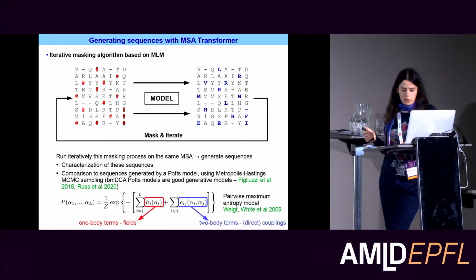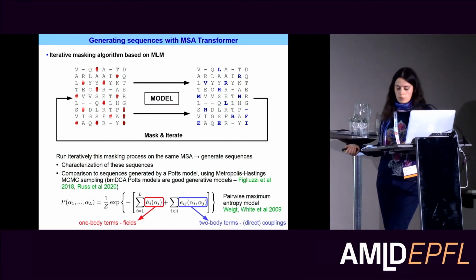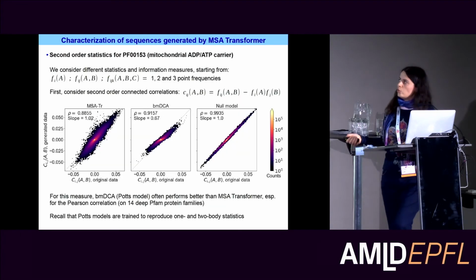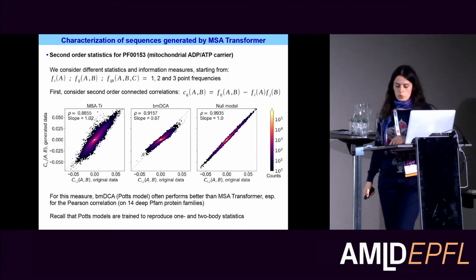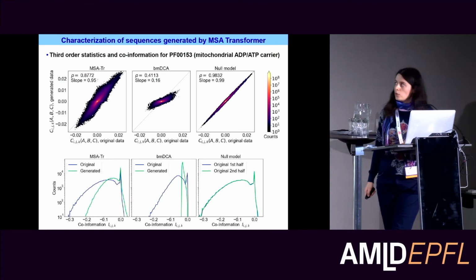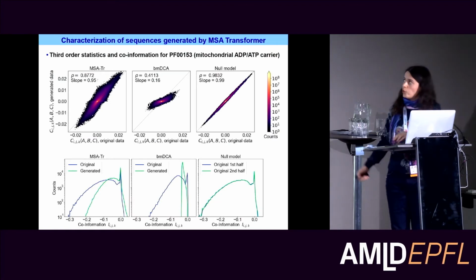Something that I haven't insisted on: when these models are trained, they are pairwise maximum entropy models, which are trained in order to reproduce the one- and two-body frequencies, and these parameters h_i and e_ij are fitted for this objective. So it makes sense that the POTS models are very good at capturing these two-body frequencies. But now let's move on to three-body frequencies, which this time are not the training objective of the POTS models.